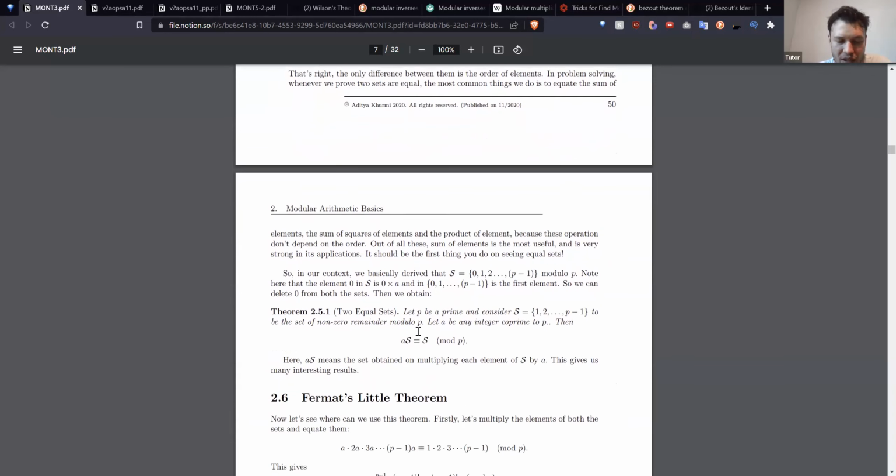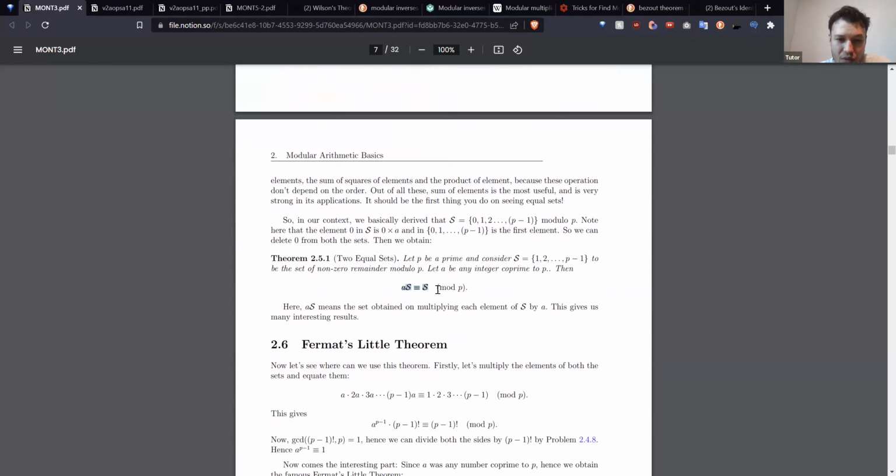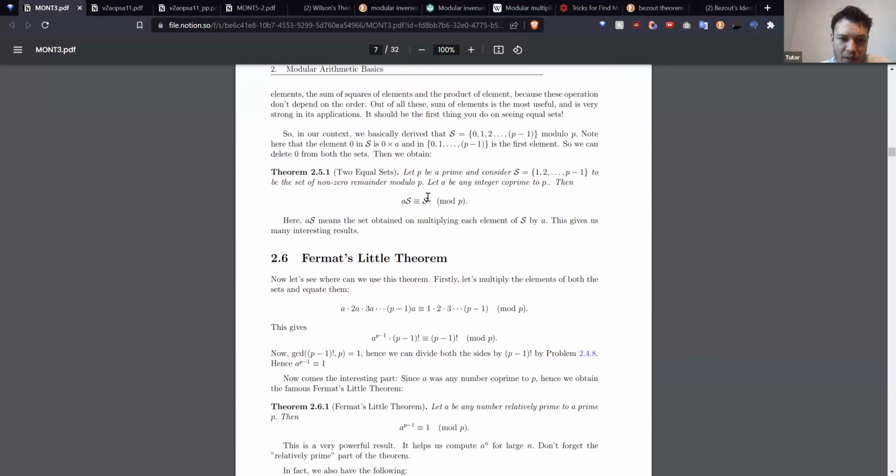Let's see, what do we get? So we get this theorem in here that these two sets are equal, right? So the set S is equal to the set AS. So if I multiply everything in here and in here, and I cancel all the good numbers, I get Fermat's little theorem: A to the p minus 1 is congruent with 1, right? Because you can cancel on both sides by p minus 1 factorial.